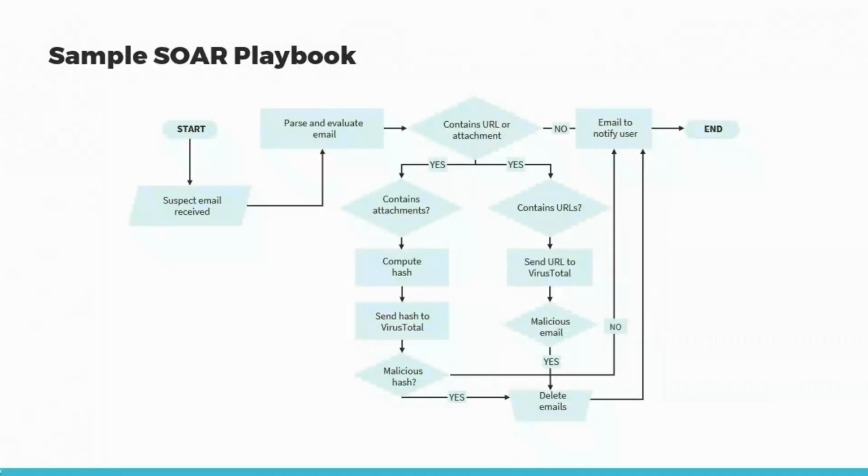VirusTotal.com online is a free service that has hashes for known malicious files. It's a quick way to do a quick comparison. If it is a malicious hash, then our playbook might delete the email, notify the user, and that will be that. If it's a URL, then the URL could be sent to VirusTotal.com, and if it's a malicious email, then it gets deleted. Now playbooks can do so much more beyond this type of thing. It's not just limited to email, but this gives us a general sense of how it can prove very valuable.